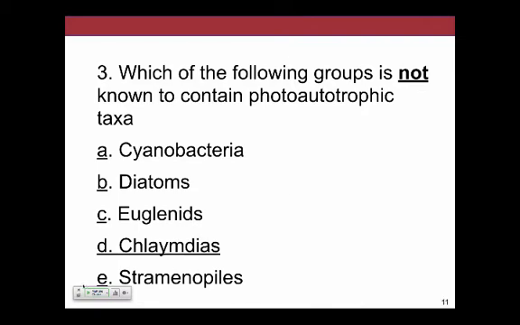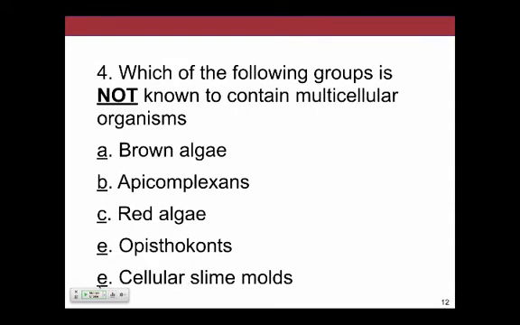All right, last one. All right, so we won't do this one. Yeah, it's okay, you'll survive. Which of the following groups is not known to contain photoautotrophic taxa? You probably recognize some of them. You may not remember the photoautotrophic stromatophiles per se, but chlamydias, they're all obligate intracellular parasites that are heterotrophic. None of them are autotrophic and certainly not photoautotrophic. All right, here's the last practice one.